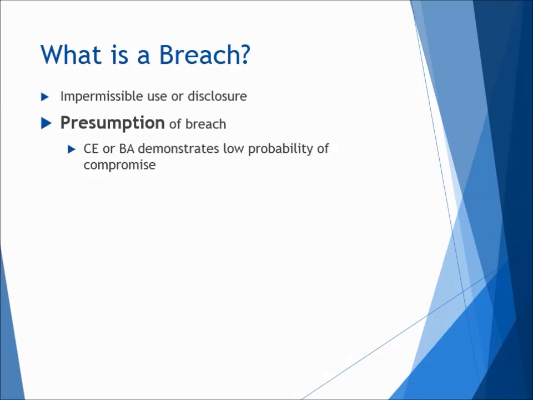So what is a breach? Let's make sure we understand that. A breach is generally an impermissible use or disclosure under the privacy rule that compromises the security or privacy of protected health information, or PHI. Now, there's a presumption of breach for an impermissible use or disclosure, unless the covered entity or business associate, as applicable, demonstrates that there's a low probability that the PHI has been compromised, and that is based on a risk assessment. We're going to talk about that.